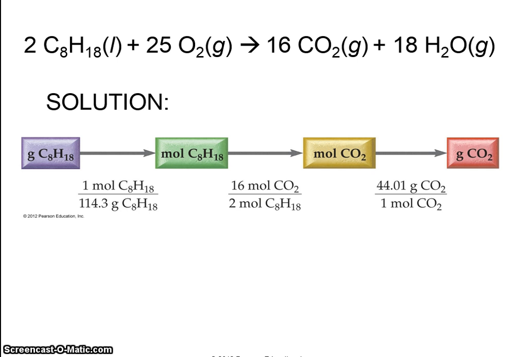And then in order to take the numerator and denominator and cancel them, we can do the relationship between carbon dioxide and octane, which is 2 to 16, and then come up with the mass of carbon dioxide by using the molecular weight of carbon dioxide, in 1 mole of carbon dioxide, which is 44.01 grams.